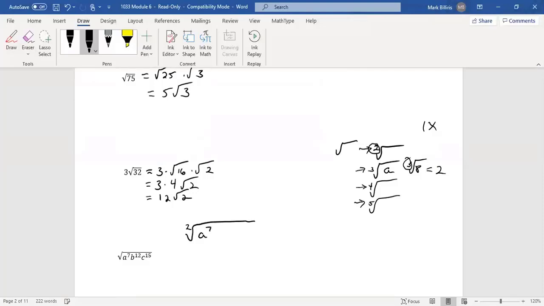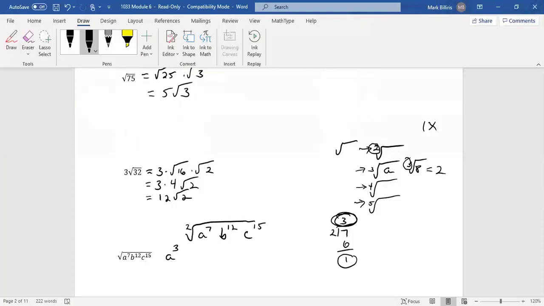So that's a to the 7th, b to the 12th, and c to the 15th. So what I do to simplify is I divide the exponent by the index. So for the a, I'm dividing 7 by 2. So 2 goes into 7 3 times with a remainder of 1. Okay, so the number of times that it goes into a specific value is the exponent on the outside of the radical sign. So this becomes a to the 3rd. The 3 again is the number of times that, in this case, 2 went into 7.